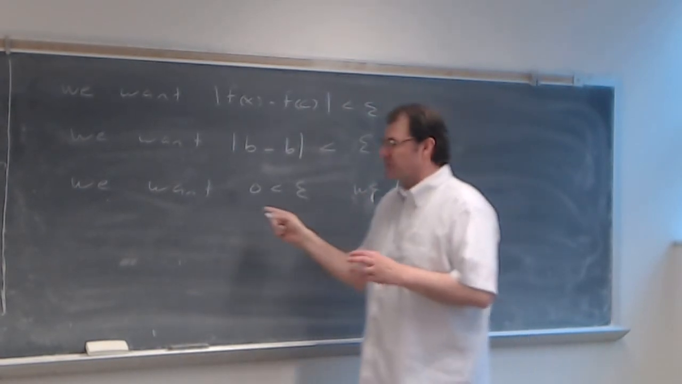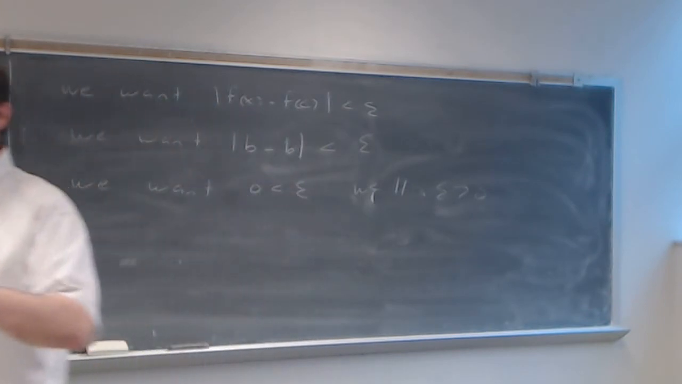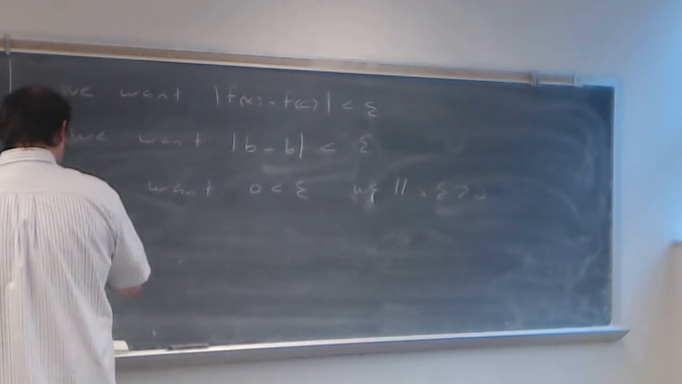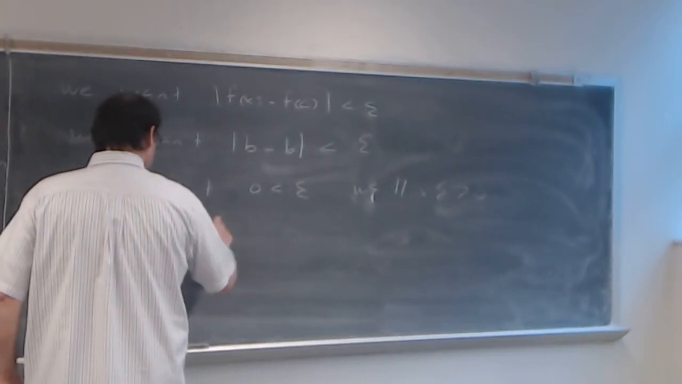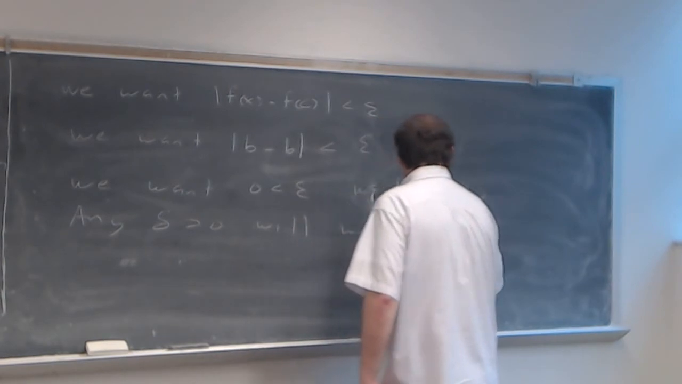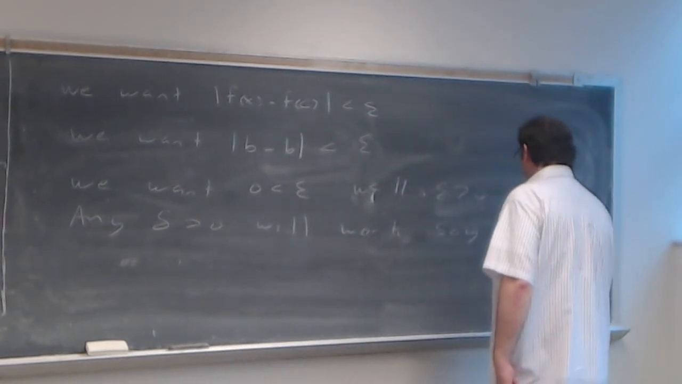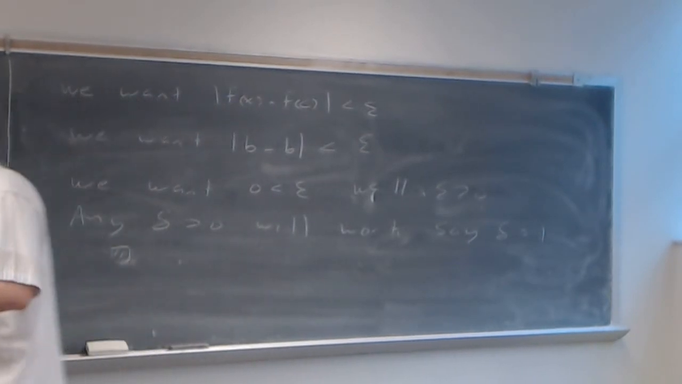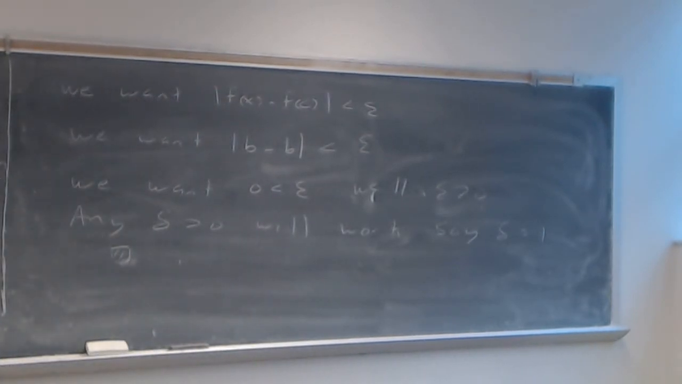So it doesn't matter. It didn't have any dependence here on delta. It doesn't matter what delta we pick. Any delta greater than 0 will work. Just to give a specific one, say delta equal to 1. And that's my proof. As long as I give you the delta, and I'm giving you a reason why that delta will work, I don't have to work backwards. So that's the proof that a constant function is continuous at any point in its domain.